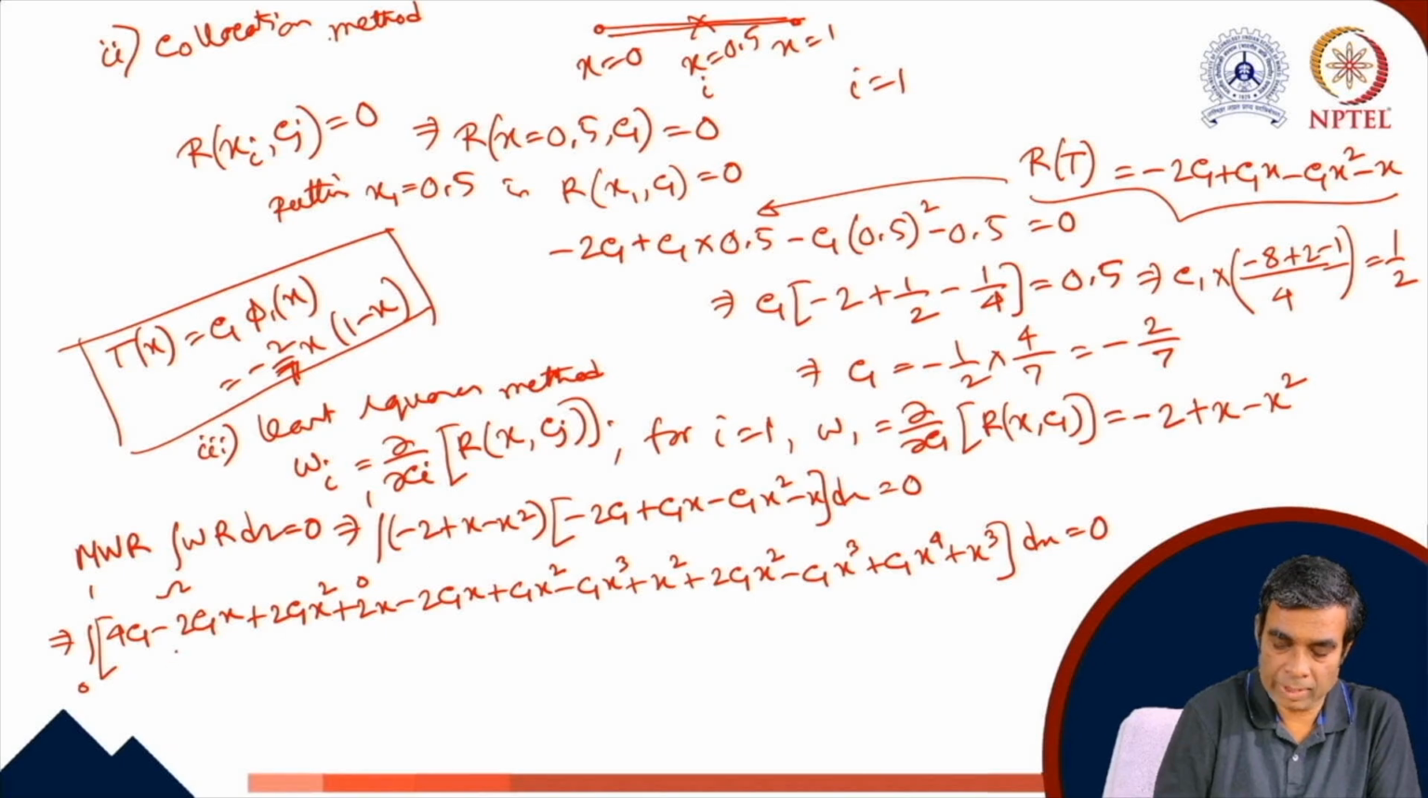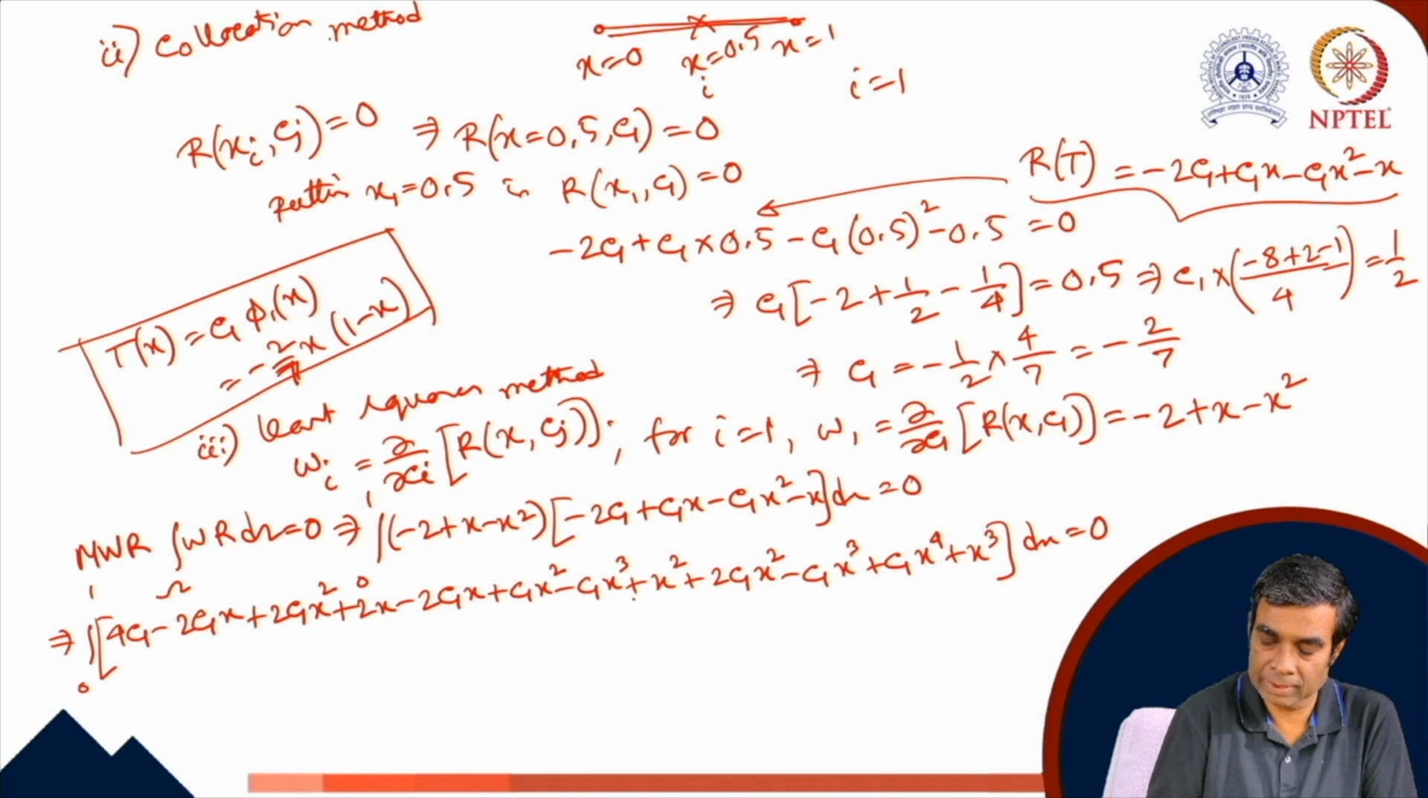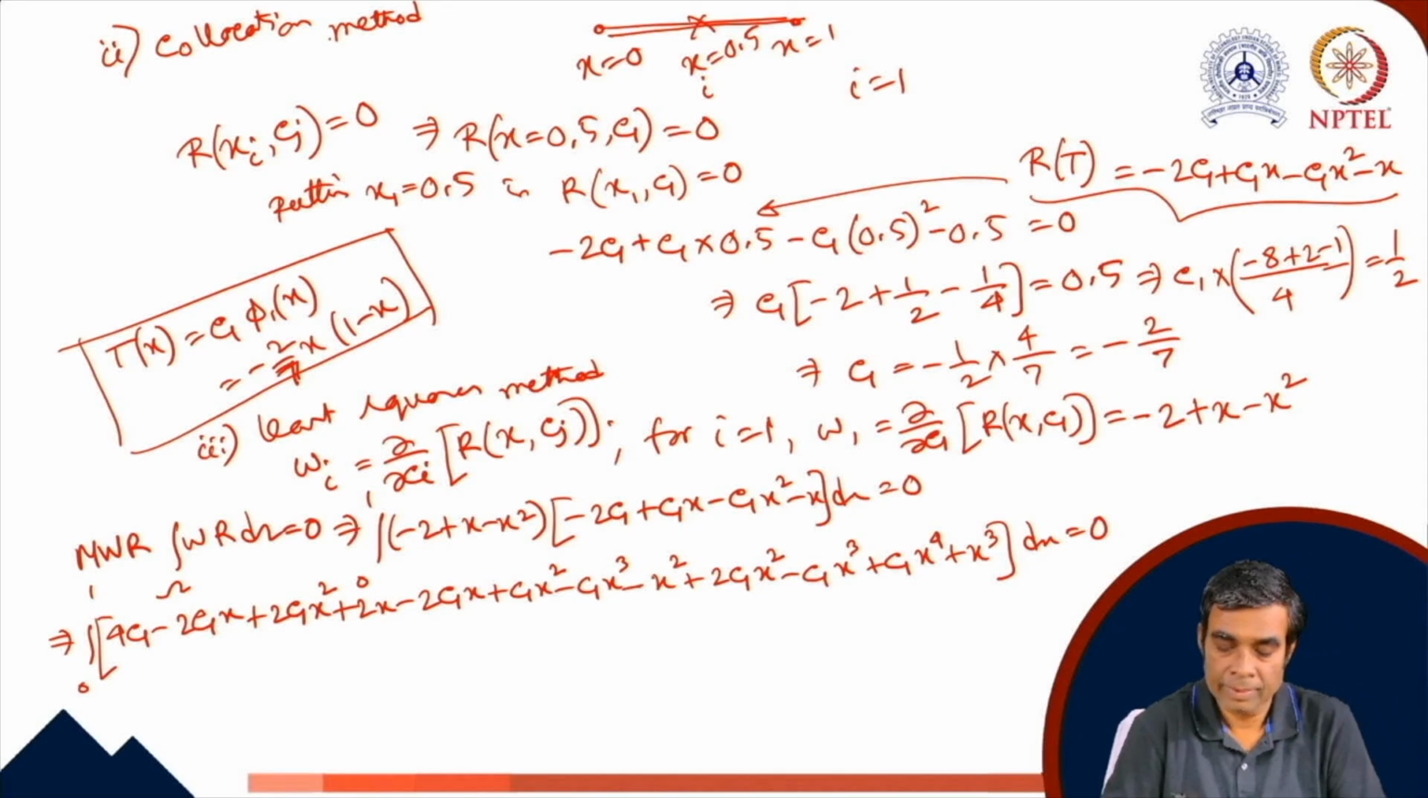So it is 4c1, then minus 2c1x plus 2c1x square plus 2x. Next it is minus 2c1x plus c1x square minus c1x cube minus x square. There was an error in the sign, so this should be minus x square. Next we have plus 2c1x square minus c1x cube plus c1x to the power 4 and plus x cube.